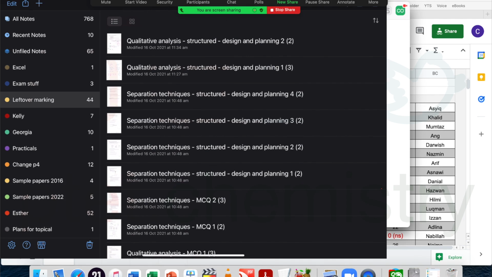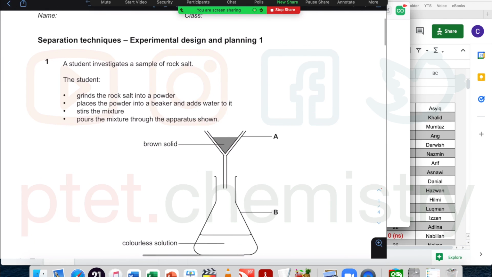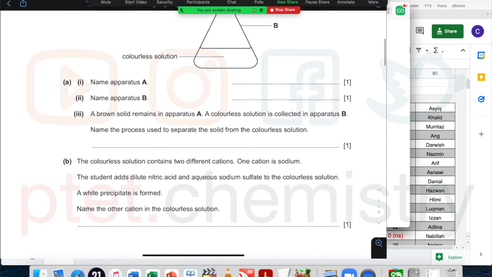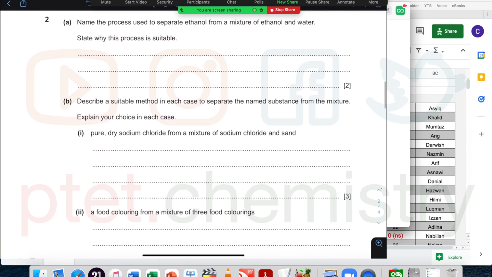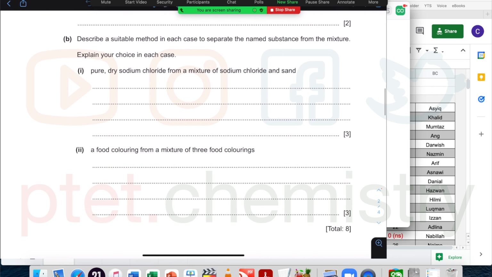What else? Onto the separation technique, there are a couple of things I want to mention. This is on separation technique. For 3 marks, these are essay-type questions. If you do geography or history, you know about essays, and you know you need to structure your sentences very carefully. Describe means it's not just stating. Explain, describe is not stating. Some people just write down one word. Explain your choice in each case.